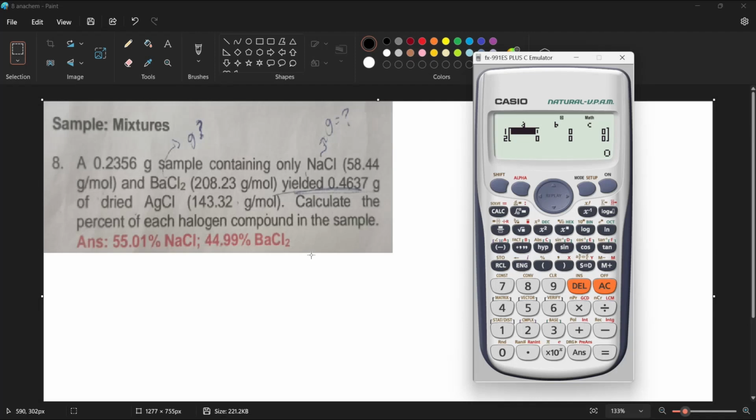So let x be NaCl and let y be BaCl2. So let's plug this one in. It's just going to be 1 because x is equal to 1, and then another 1 for y. And then here we're going to plug in the mass of our total sample, the original sample, which is 0.2356. Just press the equal sign.